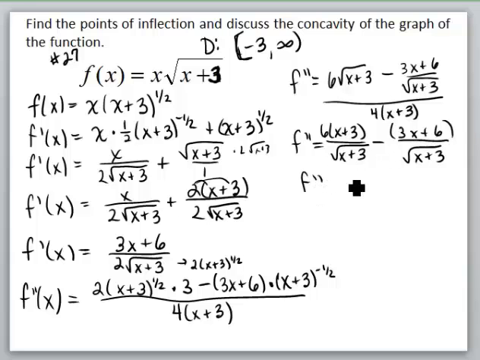My second derivative then would be 6x minus 3x, so let's just change that to be a 3x. Then I'd have 18 minus 6. 18 minus 6 is 12. And all over the square root of x plus 3. Oh, and I lost my huge denominator. I'm going to have to finish this on the next video.